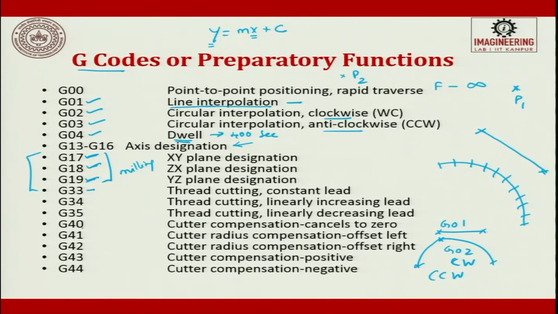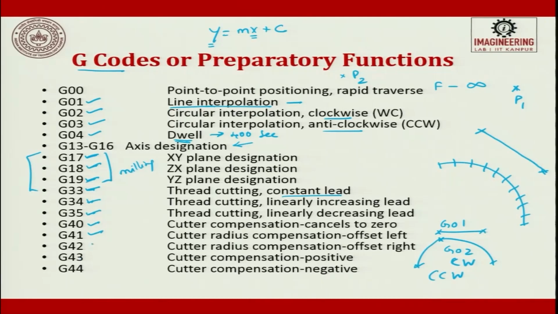Now G33, G34, G35, these are all used for thread cutting. So thread cutting with constant lead. Thread cutting with linearly increasing lead, where the lead can be changed. Linearly decreasing lead, where the lead can be reduced. So if you want to do a threading cycle with a normal lead, we use G33. If we want to use increasing or decreasing lead, we go for 34 and 35.